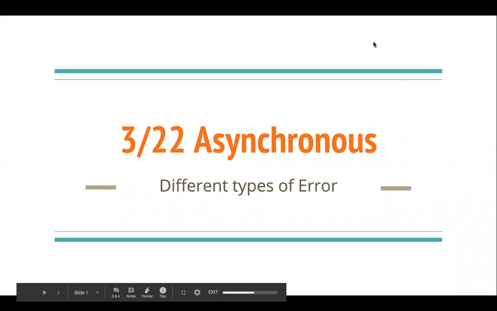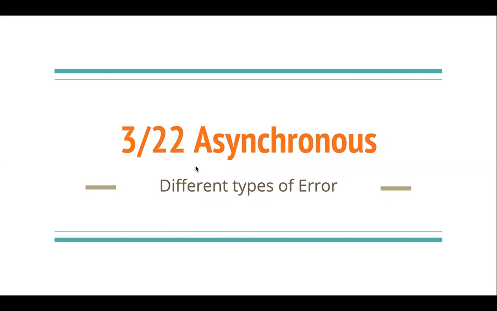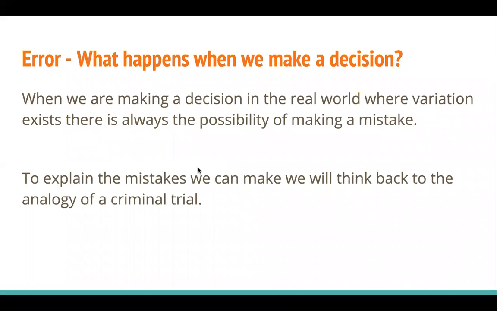All right, this is an asynchronous assignment for March 22nd. We're going to do different types of error in hypothesis testing. So when we make decisions in the real world, variation always exists. There's always a possibility of making a mistake. We can't get away from error.